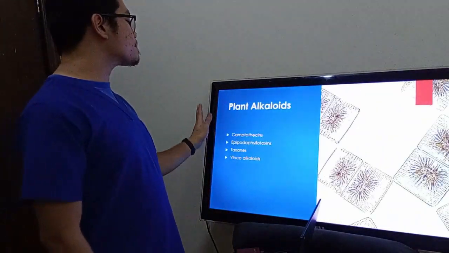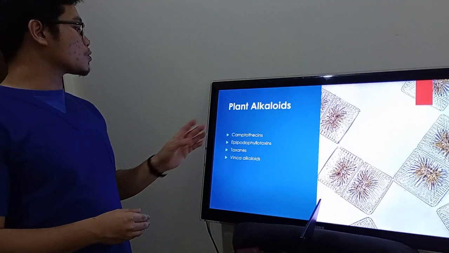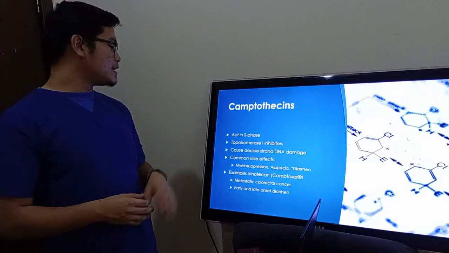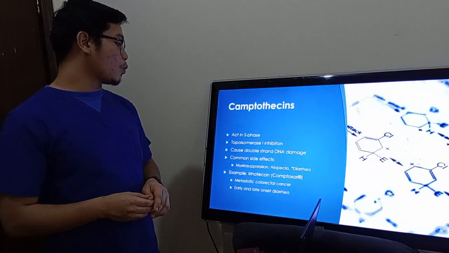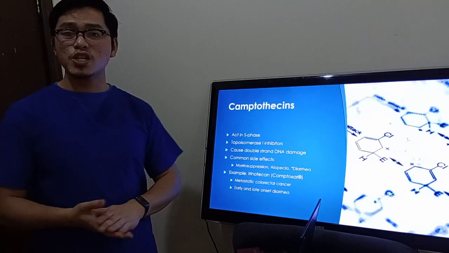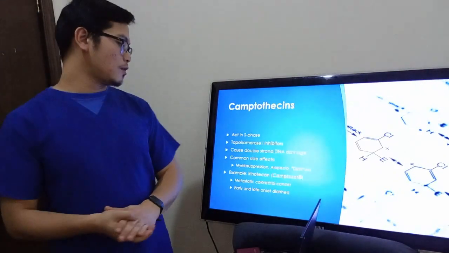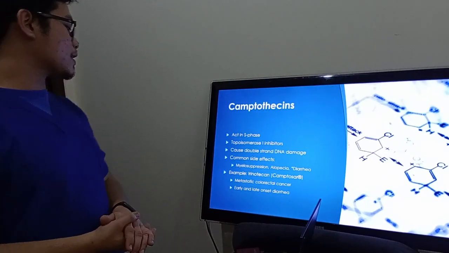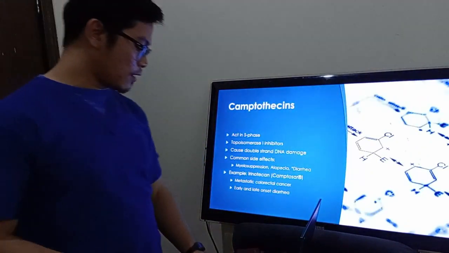So we also have plant alkaloids. Under this, we have the camptothecins, the epipodophyllotoxins, the taxanes, and the vinca alkaloids. The camptothecins act in the S phase of the cell cycle. They are topoisomerase 1 inhibitors that can cause double-strand DNA damage. Common side effects are myelosuppression, alopecia, and diarrhea. An example is irinotecan, or Camptosar, for patients with metastatic colorectal cancer, and the signs and symptoms can be early and late onset of diarrhea.